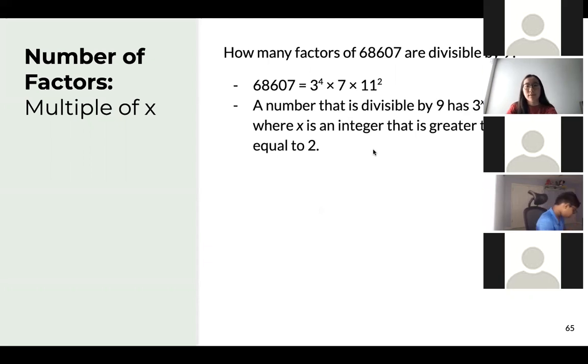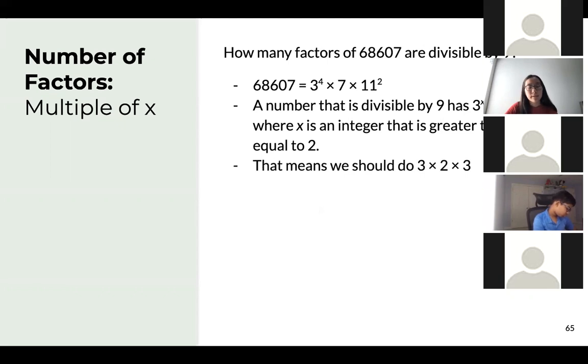A number that is divisible by 9 has 3 to the x as a factor, where x is an integer greater than or equal to 2. So if something has 3 squared as a factor, or 3 cubed, or 3 to the 4th as a factor, then it will be divisible by 9. We're just seeing how many of its factors fall into that criteria of being 3 to the x, where x is at least 2.